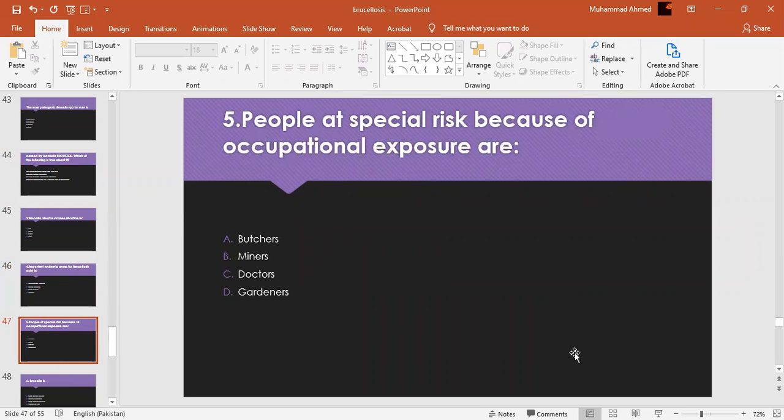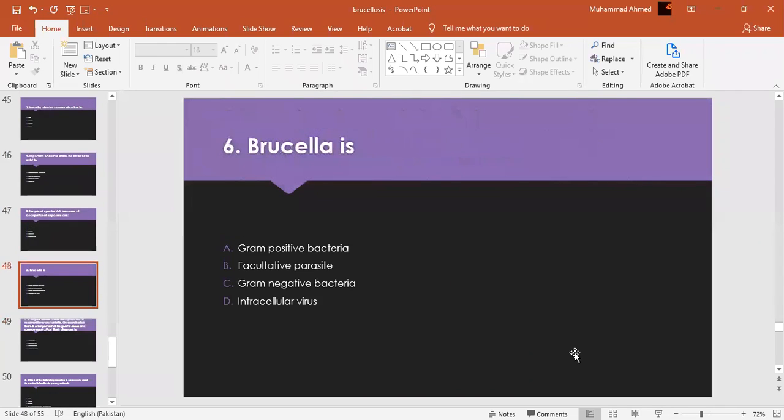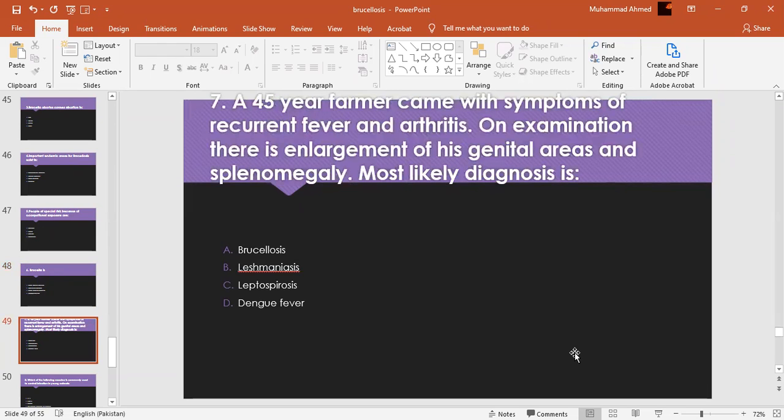People at special risk because of occupational exposure are butchers, because they are in direct contact with animal products. Brucella is gram-positive bacteria, facultative bacteria. Yes, it's gram-negative bacteria. A 45-year-old farmer came with symptoms of recurrent fever and arthritis. On examination, there is enlargement. Because as the scenario shows, it's a farmer and the fever was Brucella.